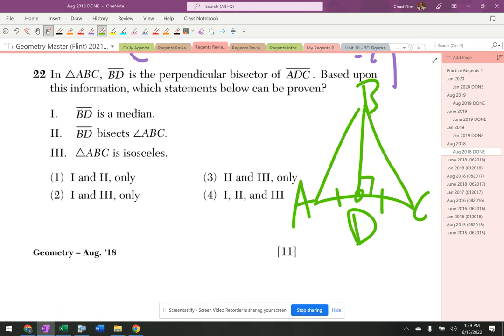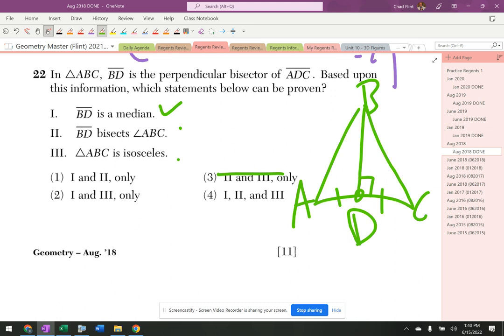So what does it also do? Well, it's a median, for sure, which means that that one's out because it goes to the middle, because it bisects it. Then it says it cuts the angle in half and it makes it isosceles. Well, it looks like neither of those things are true, but obviously at least one of them is true, because there's nothing that says one only. All right, so let's talk about what's going on here.